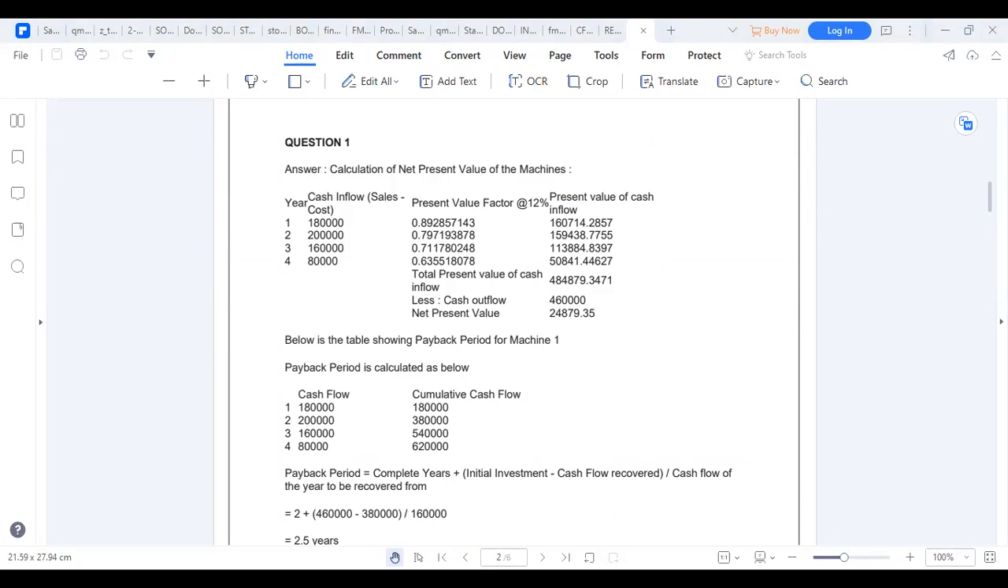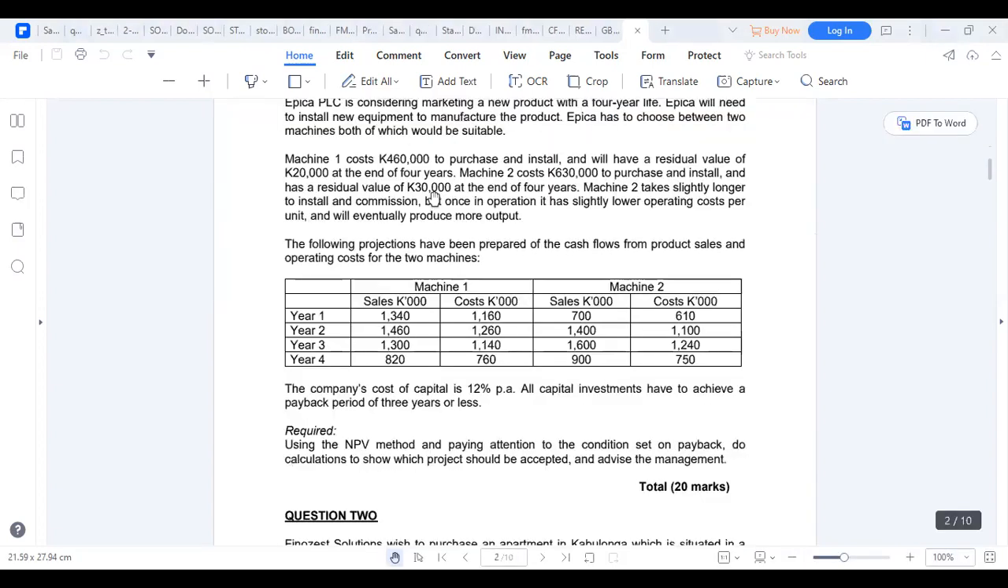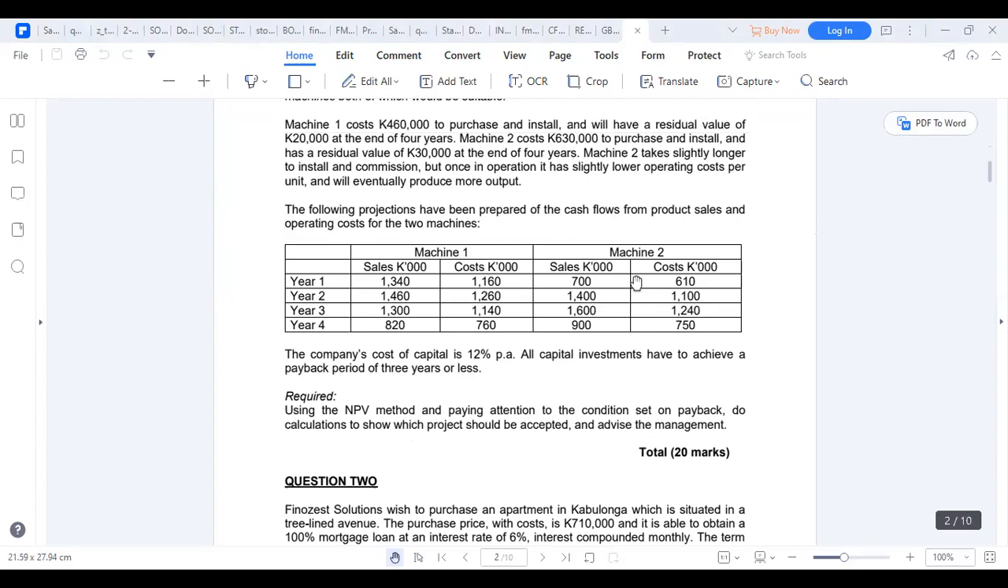Okay, so payback period basically looks at the period within which we pay back our initial investment. So we have two machines, machine 1 and machine 2. Some noise in the background.